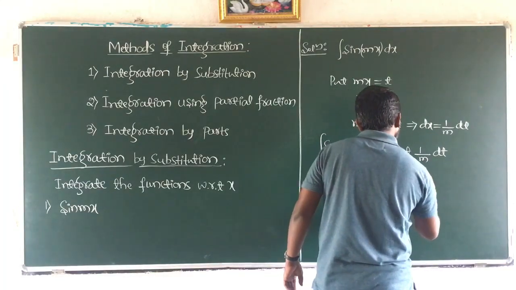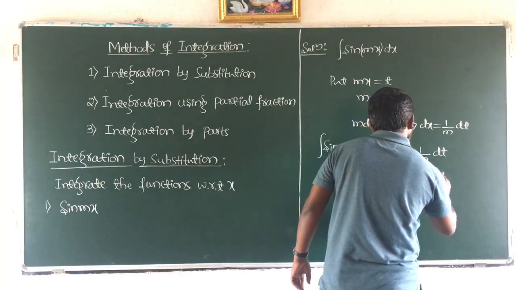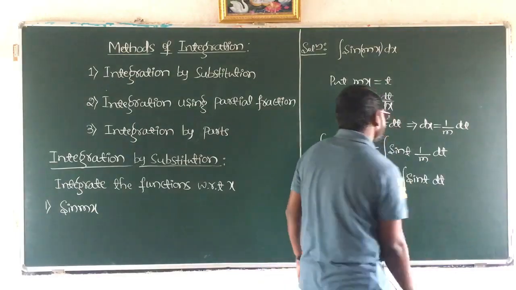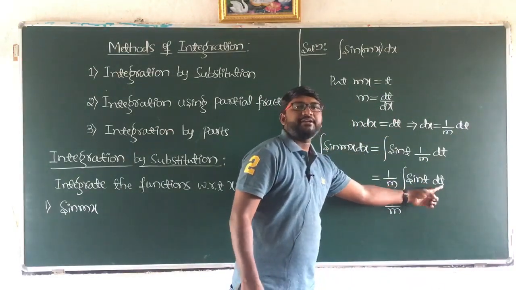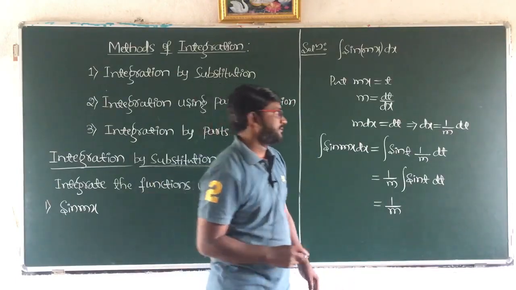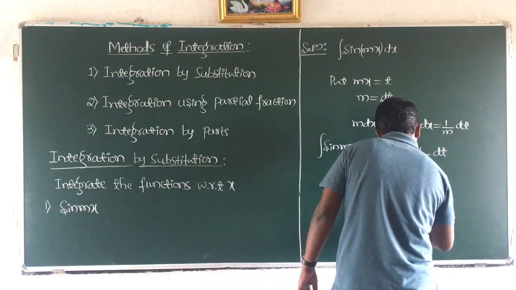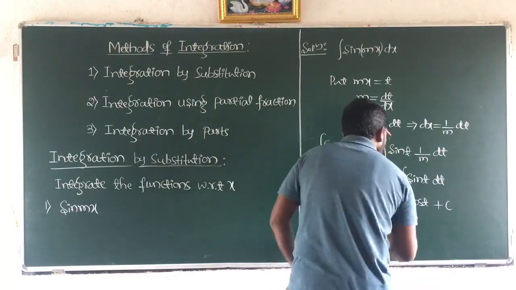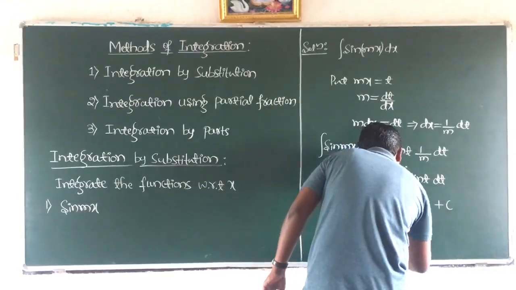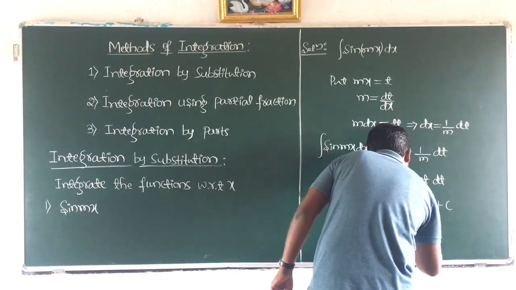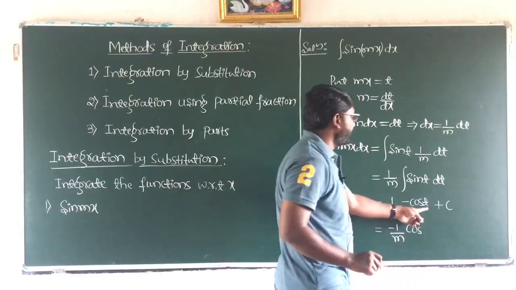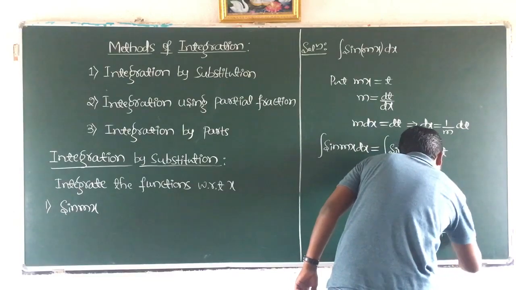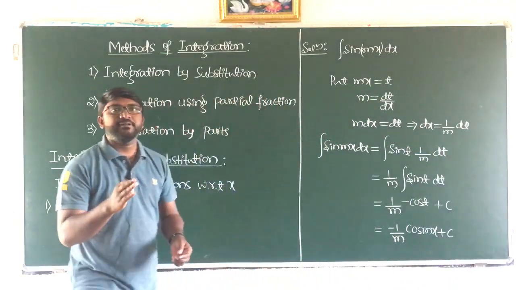Then integration of sin t dt. What is integration of sin t with respect to t? It is minus cos t plus c. So we get minus 1 by m cos t plus c. What is t here? t will be mx. So minus 1 divided by m cos mx plus c. So this is all about the first example problem.